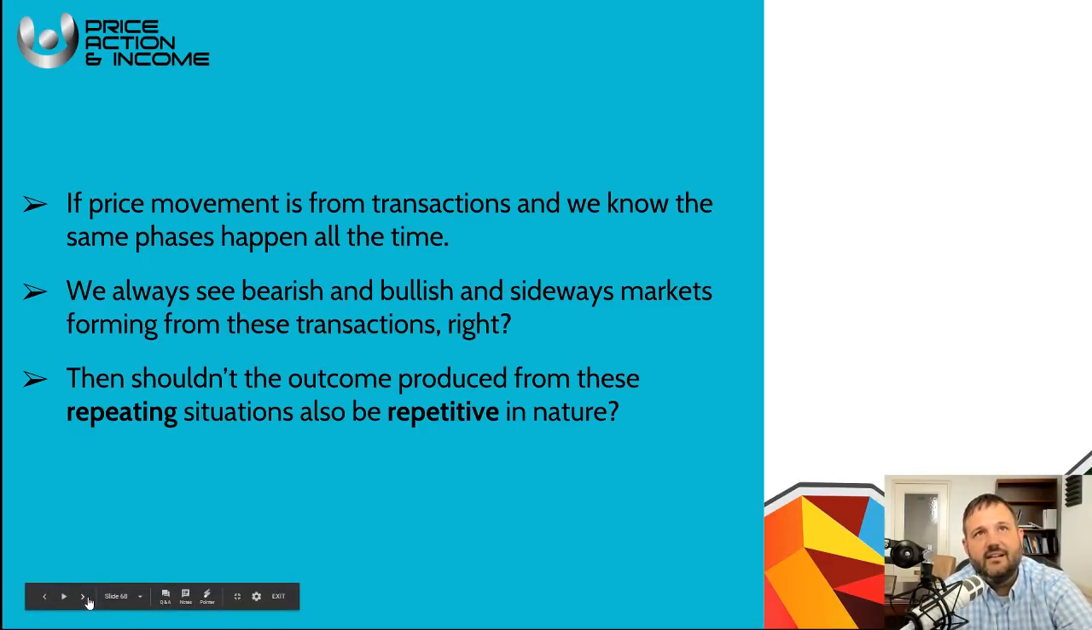Now, if price movement is from transactions, and we know the same phases happen all the time, we always see bearish and bullish and sideways markets forming from these transactions, right? Then shouldn't the outcome produced from these repeating situations also be repetitive in nature? And that's really another key, that these patterns are repetitive because it's a buying and selling situation. When one team wins, that pattern will develop, and it happens over and over again, right? We can always see who the winner is going to be or who the loser is going to be based on these patterns, and that's where market geometry comes from.